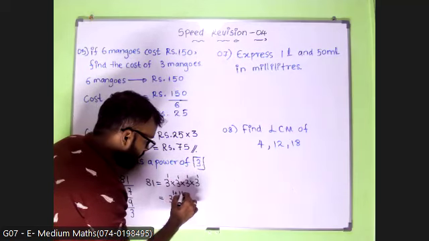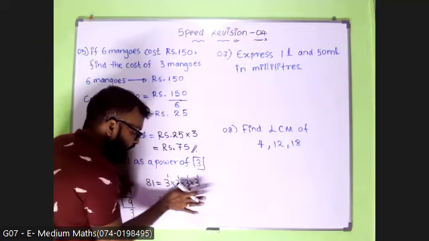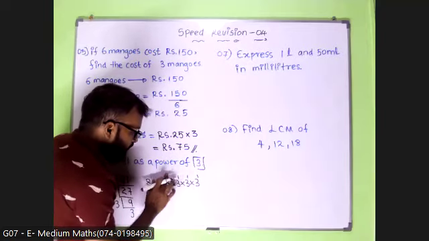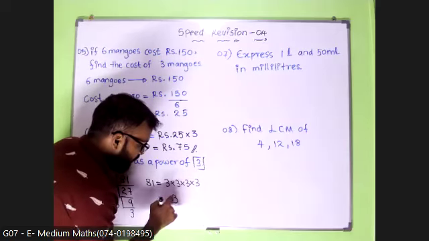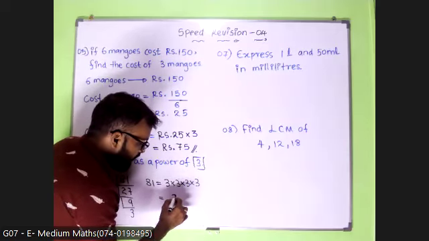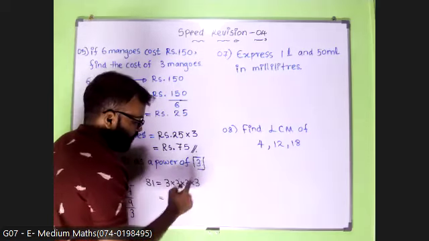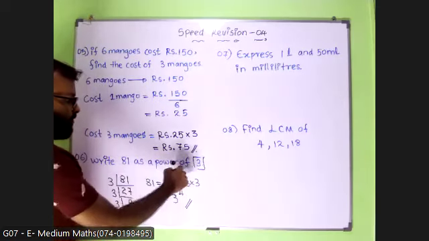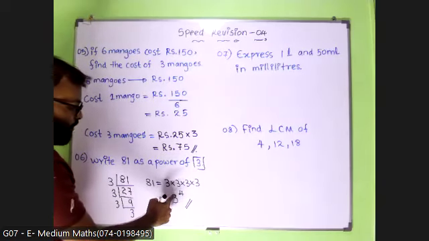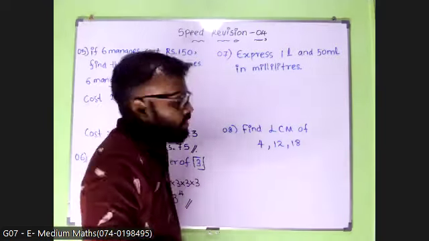So powers can be added: 1 plus 1 plus 1 plus 1. Or directly you can write 1, 2, 3, 4. The base is 3, and 3 has been multiplied 4 times. So 3 to the power 4. Power of 3, right? 3 to the power 4. Okay.